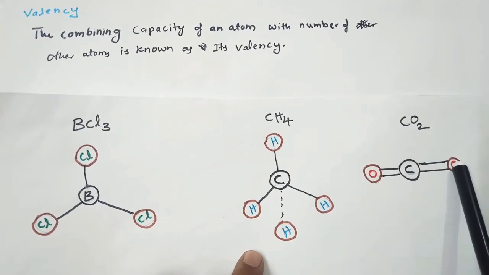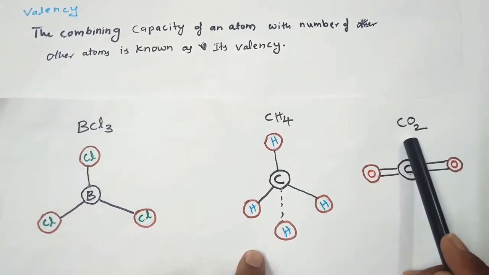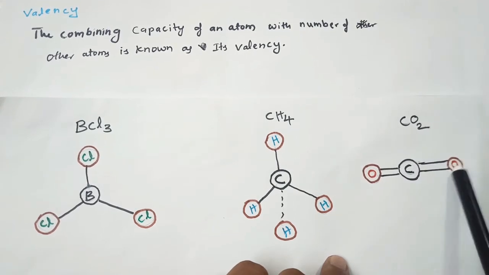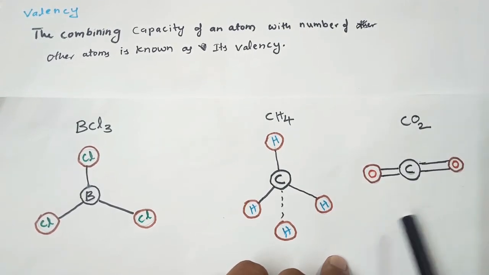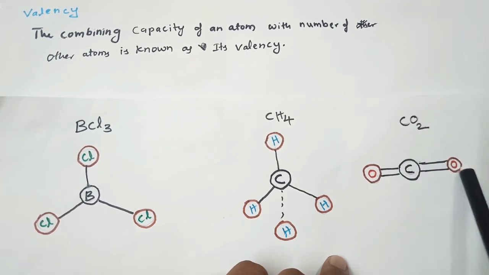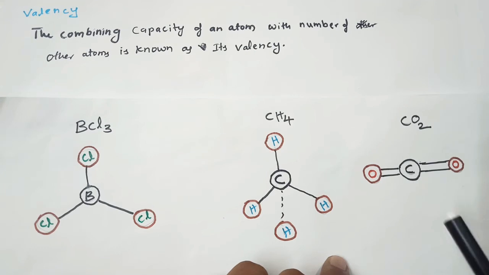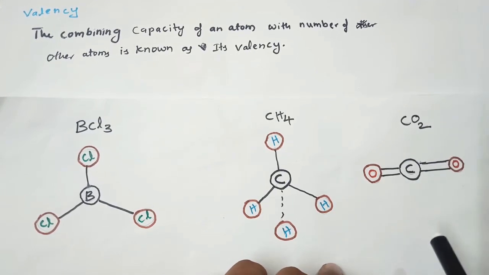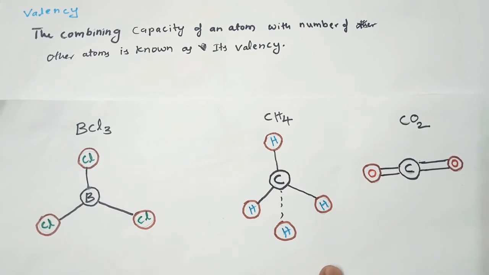So in this case, you have to take valency not equal to the number of oxygen atoms. You have to take twice the number of oxygen atoms. That means here you have 2 oxygen atoms, so double it: 2 into 2, 4. So the carbon valency is 4 here. Once again I am going to repeat the examples.